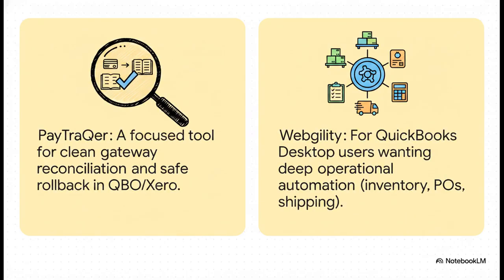And finally, let's look at Webgility. This one really just comes down to scope. As you can see, Webgility is, well, it's a beast. It's a huge operational platform that can handle everything from your inventory and purchase orders to shipping. It's a powerhouse if you're on QuickBooks Desktop and you want one tool to run your entire back office. But if your number one goal is just clean, safe reconciliation from your payment gateways into QBO or Xero, PayTraQer is the much more focused, streamlined tool for that specific job.